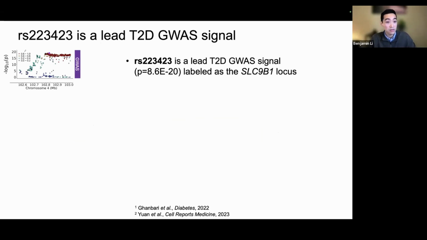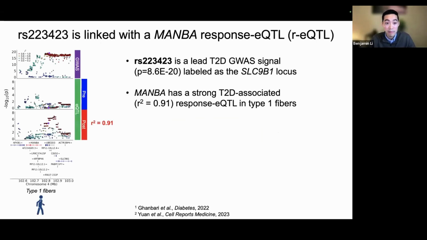And you can see in the top left there, the GWAS track. When we do our eQTL scan in the pre or basal condition, we actually see no significant eQTL in our cohort for any nearby genes, including SLC9B1. When we do our eQTL scan in the post or stimulatory context-specific scan, we see a significant eQTL for a gene called MAMBA. And the lead eQTL here is in high linkage disequilibrium with the lead T2D GWAS signal.